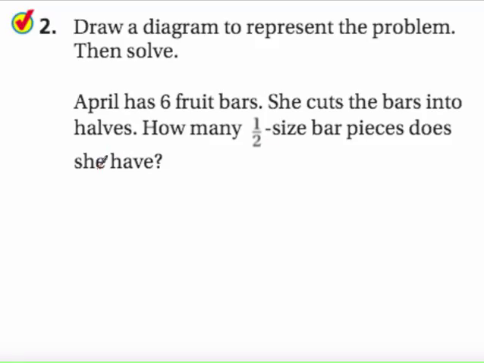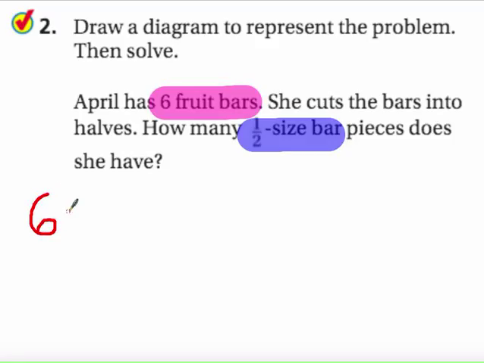Alright, so if we look at this, I'm going to draw a picture first. Once again, we have to identify what is being split up. Is it the 6 fruit bars being split up, or the half-size bar pieces? Well, we're splitting up the 6 fruit bars, and we're going to split them into groups of half-size bars. Okay? So if I was going to write this equation, whatever's being split up goes first. So 6 fruit bars, and we're going to divide them in half, or halves.